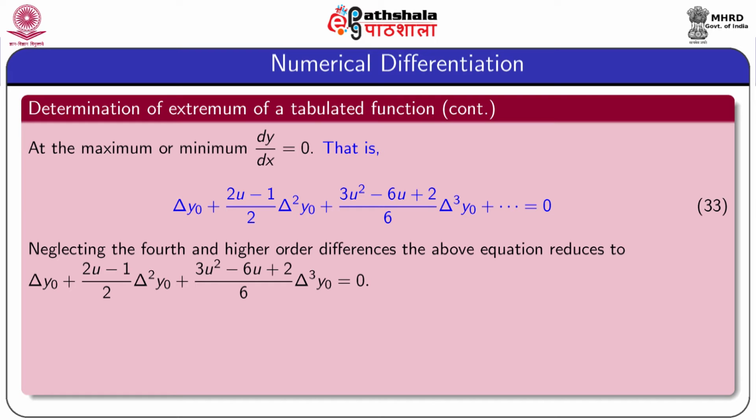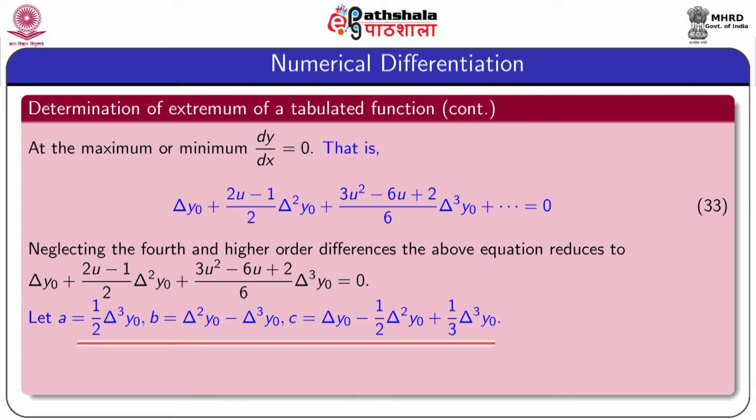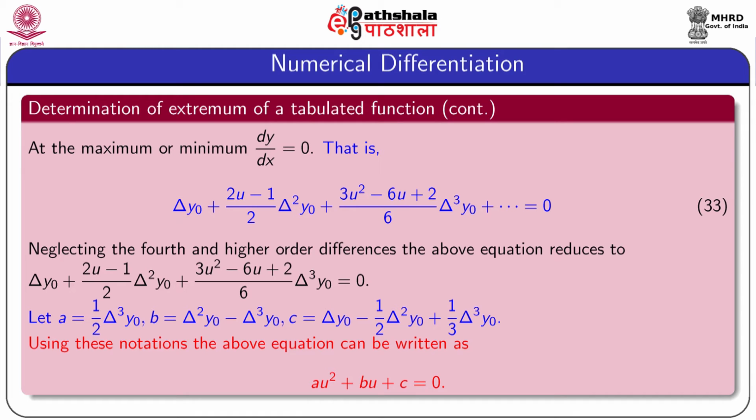Neglecting the fourth and higher order differences, the above equation reduces to Δy0 + (2u − 1)/2 Δ²y0 + (3u² − 6u + 2)/6 Δ³y0 = 0. Let a = half of Δ³y0, b = Δ²y0 − Δ³y0, c = Δy0 − half Δ²y0 + 1/3 Δ³y0. Using this notation, the above equation reduces to au² + bu + c = 0. That means it is a quadratic equation in u, where a, b, c are given by the above expressions.